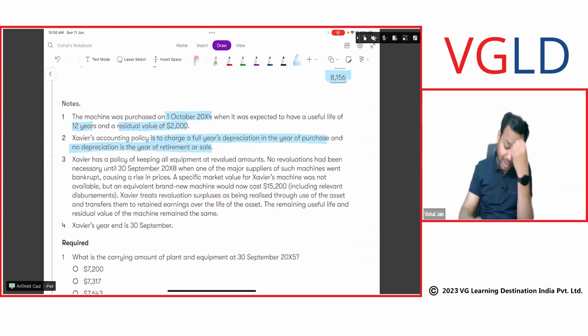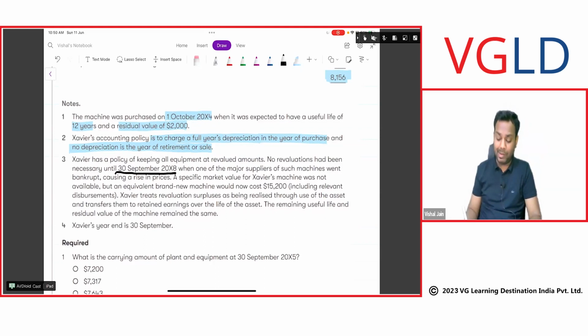JVR has a policy of keeping all equipment at revalued amount, which means JVR follows a revaluation model. No revaluation had yet been necessary until 30th September 2008, when one of the major suppliers of such machines went bankrupt, causing a rise in the prices.